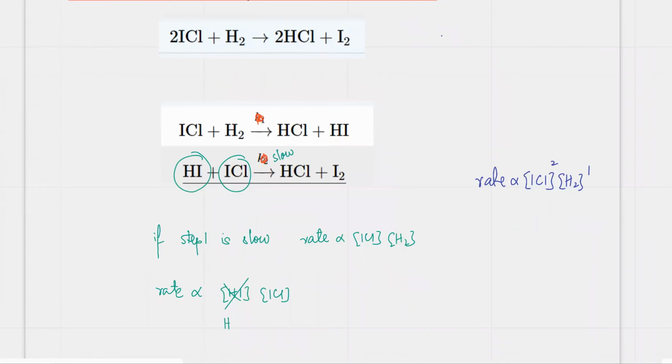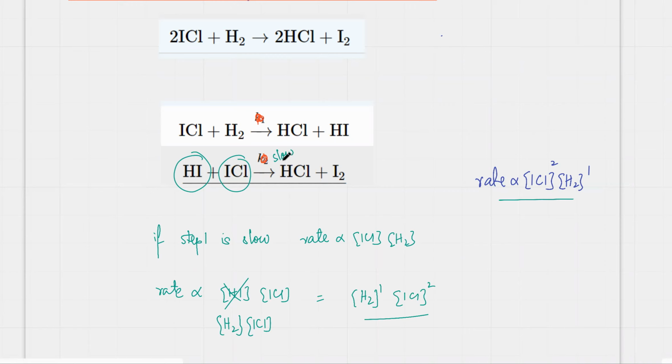So you're going to replace HI by H2 and ICL, because rate is indirectly dependent on these two, because HI is dependent on these two. So in this way, if I sum this up, rate is dependent on H2 concentration, and that's only once, and ICL concentration, that's twice. So you're getting the same expression. So that means the second step is the slow step.